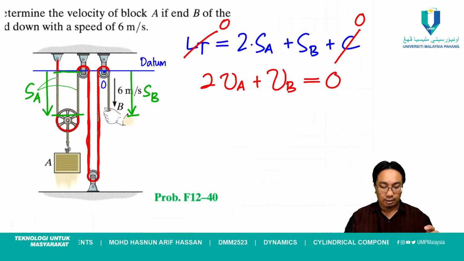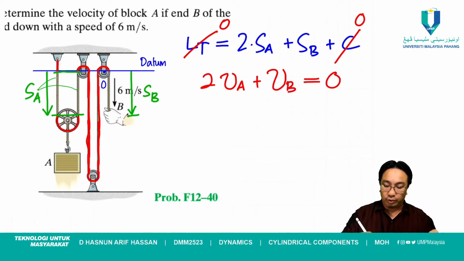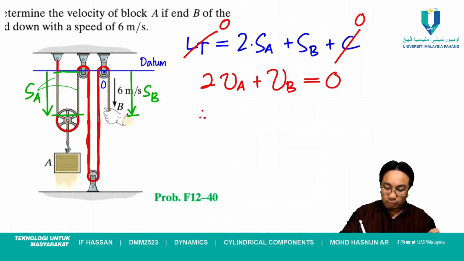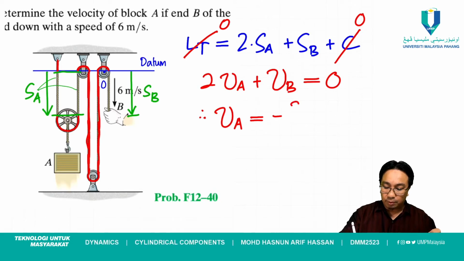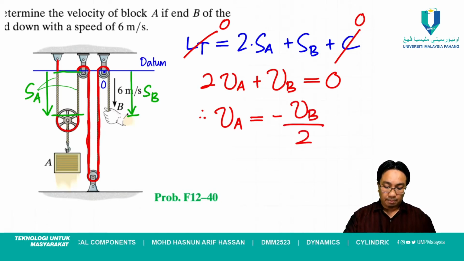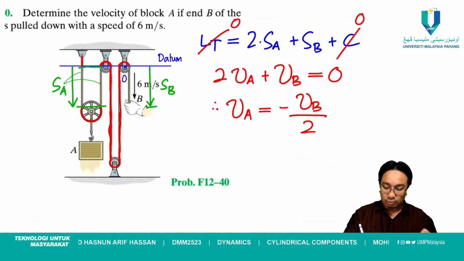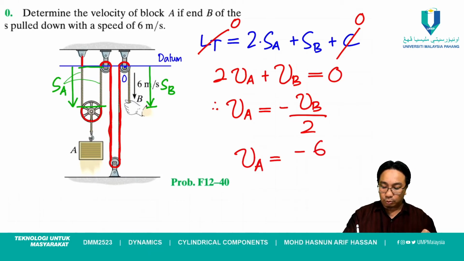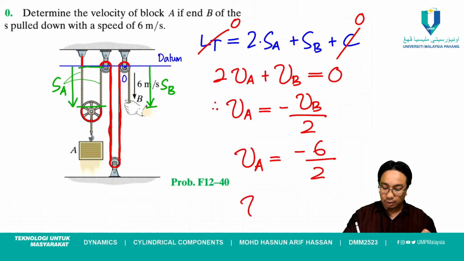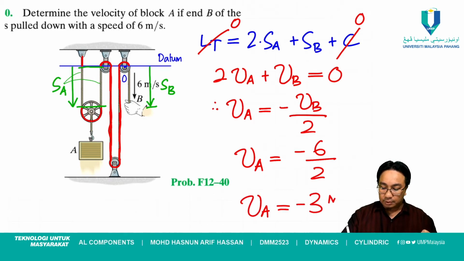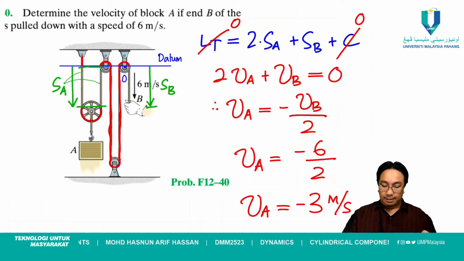Okay, so sekarang ni kita nak tahu apa? Kita nak tahu VA. Therefore, VA is equal to minus VB over 2. Okay. VB kita tahu 6 meter per second. So, VA will be minus 6 over 2, which is equal to minus 3 meter per second. Dan kita tahu minus 3.